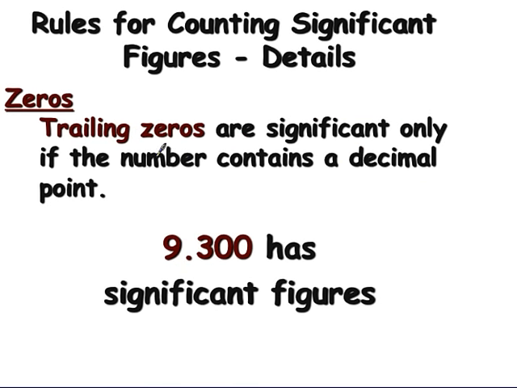Okay, trailing zeros, or zeros at the end. Trailing zeros are significant only if the number contains a decimal point. So because this value has a decimal point, we're going to count these zeros. This is going to be 1, 2, 3, 4. So this is going to be 4 significant figures. On the other hand, if this value had been 9300 with no decimal point, then we would ignore these. We just do 1, 2 Sig Figs. Okay, so this one is a kicker that throws people off. Just remember that when you have a decimal, it makes everything significant.